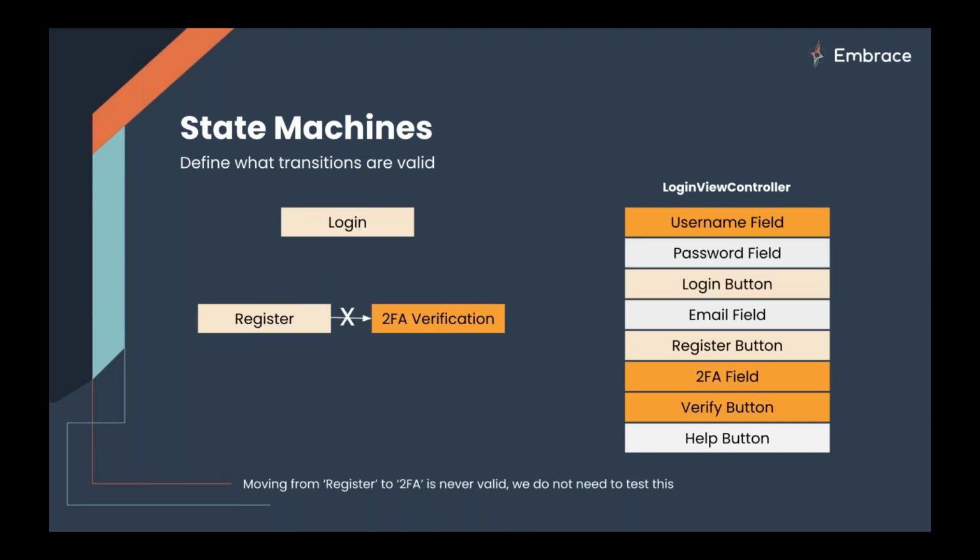No user will ever move directly from register to two-factor authentication. The state machine can expressly prohibit this transition from happening. We do not need to code or test any animation related to this transition. Instead, we'll code this one, the login to the two-factor authentication. That's the transition that a user should take, and that's the one our QA team should test.